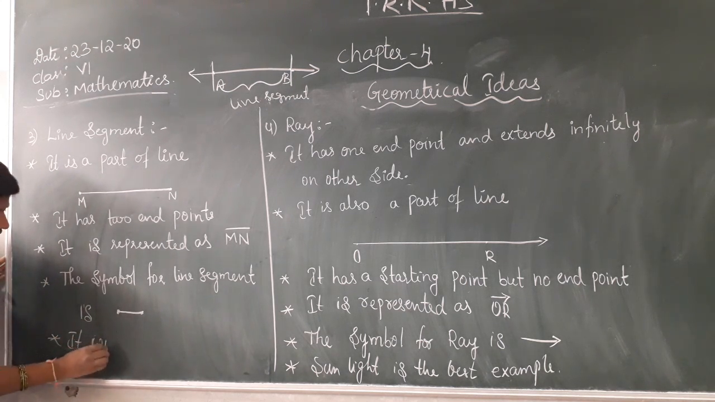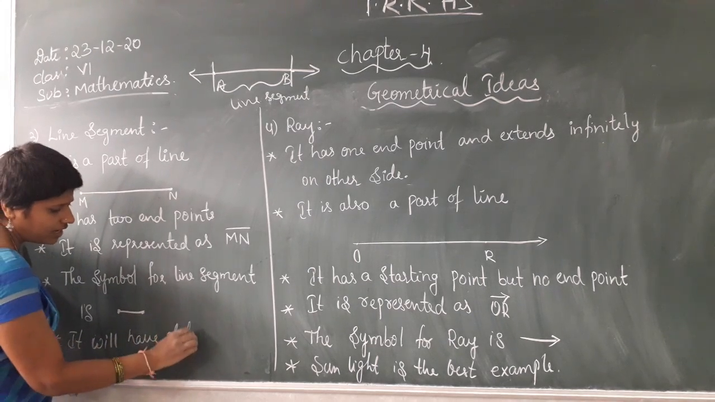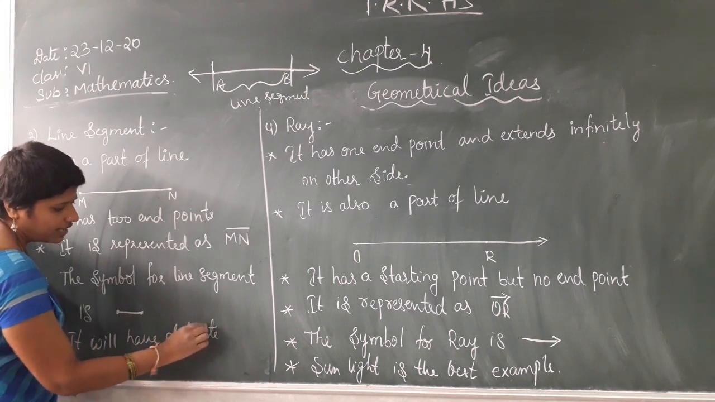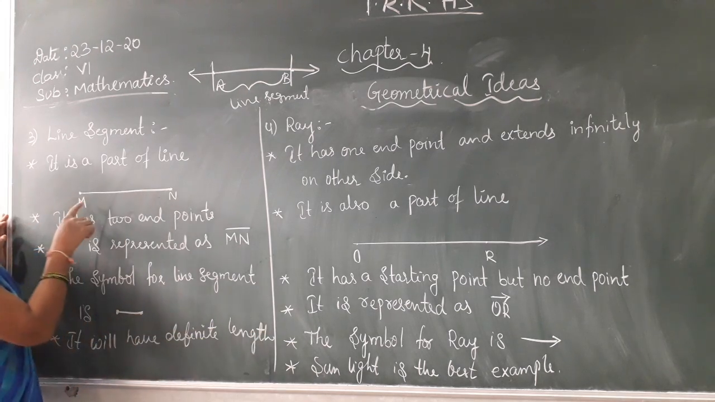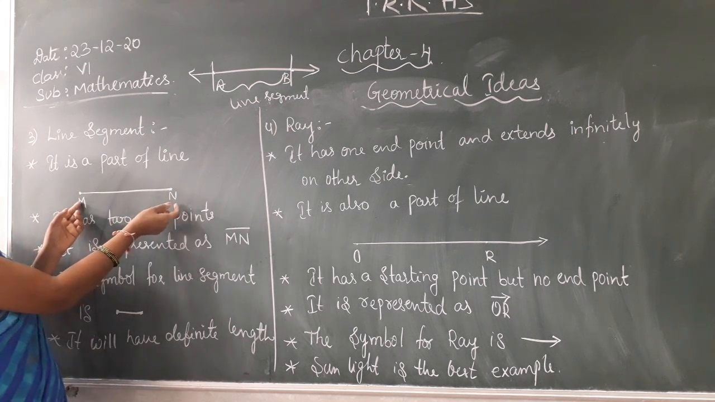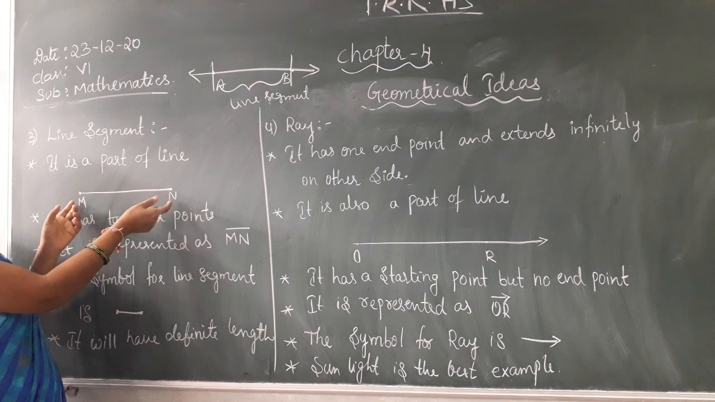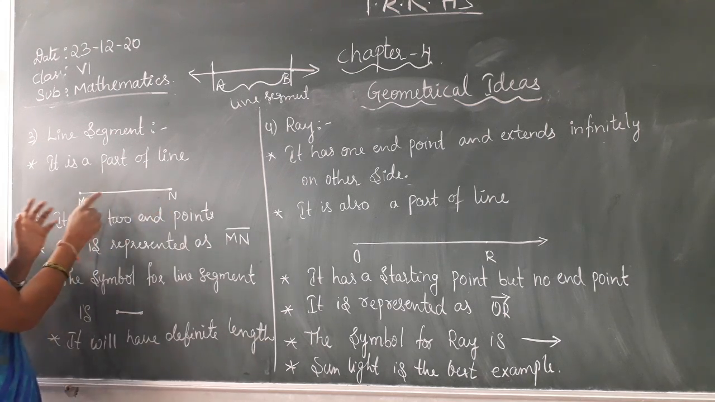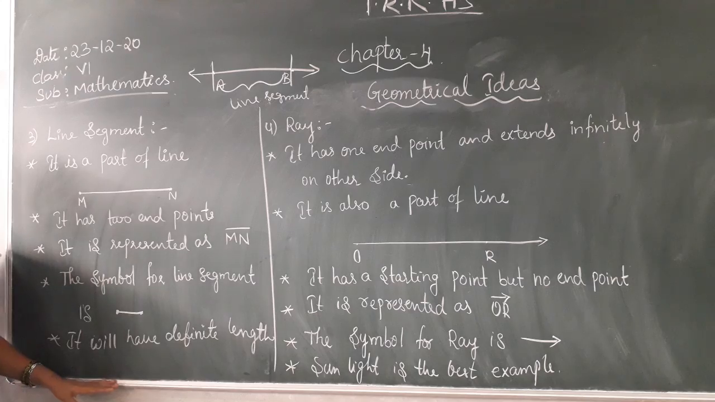It will have a definite length. Definite length means you can measure the length of this line segment. If you take a scale or ruler and measure it, somehow it will be 5 or 6 centimeters you will get. Means the line segment can be measured. It will have a definite length.